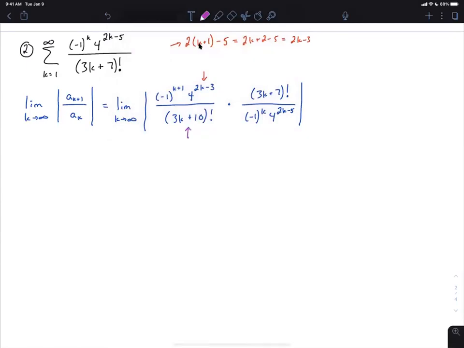To get 3k plus 10 factorial, I'm replacing this k with k plus 1. So I've got 3 times k plus 1 plus 7 factorial. Well, that's 3k plus 3 plus 7, which is then 3k plus 10. I guess it's all factorial, but 3k plus 10 factorial. Does that make sense? Everybody follow that? And now we're going to flip the original to get this because we're dividing by a_k. Any questions on how to get this set up?